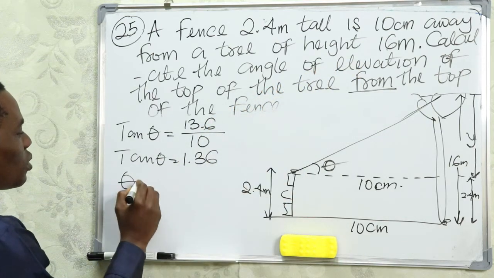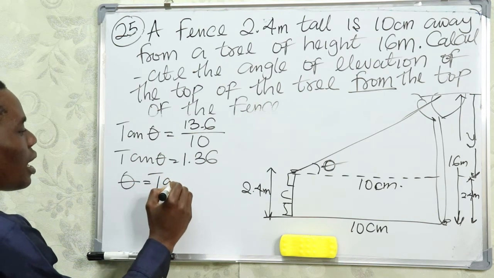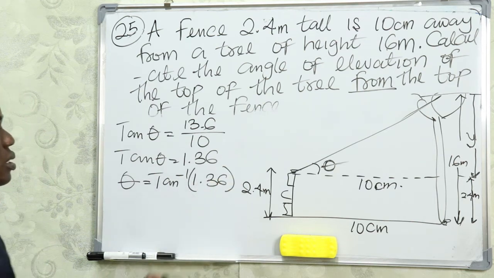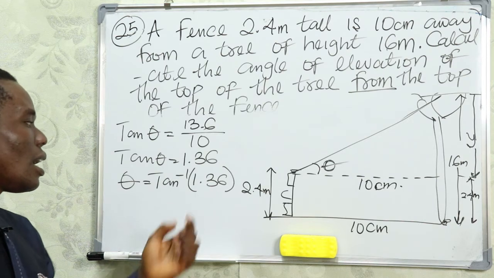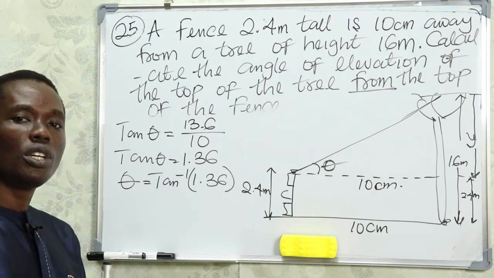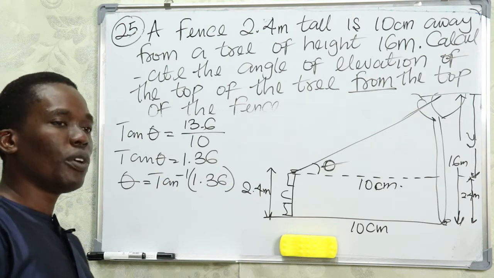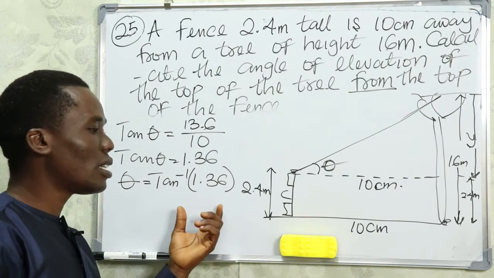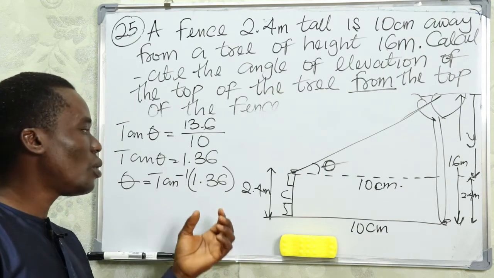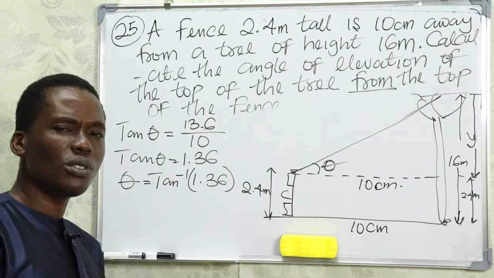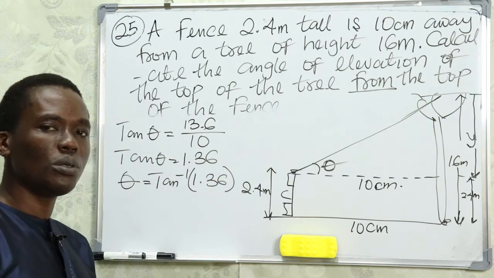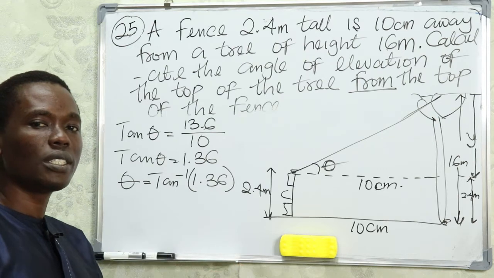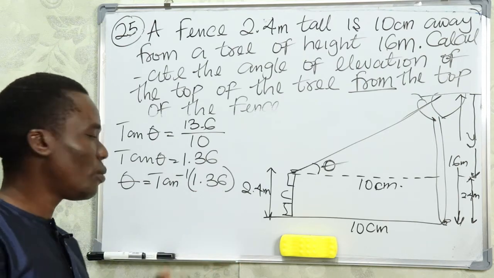Remember, we are asked to find the angle of elevation. The angle of elevation is theta. So our theta will be the arctan of the value 1.36. So if you want to get the arctan of this, you can punch your calculator. You can punch the inverse second function of tan of this value, and you get your answer. But equally, if you want to use your four-figure table, of course you're allowed to use a calculator in your WAEC. So all you need to do is just punch 1.36, second function tan, it will give you the value of theta.